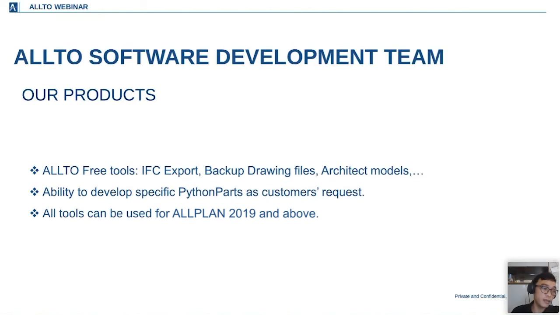And besides our Python parts now, our tools development team can also develop specific Python parts at the request of our customers. We can also apply your company standard in our Python parts. If you have any request, just please send it to support@ontosoftware.com. We will check and get back to you soon.